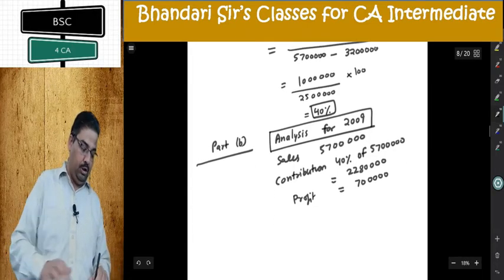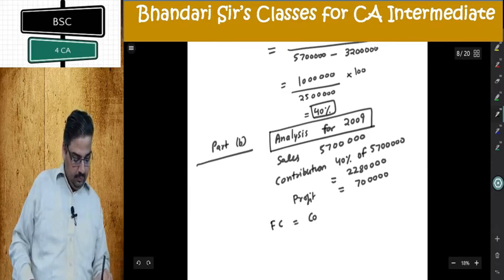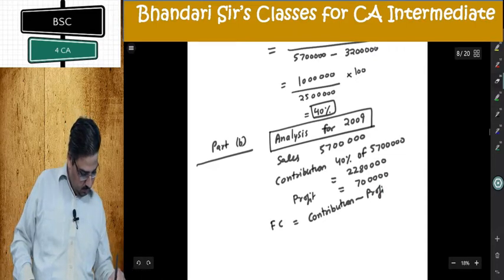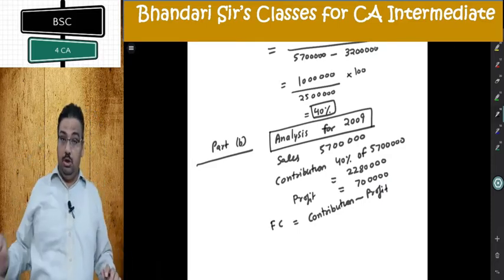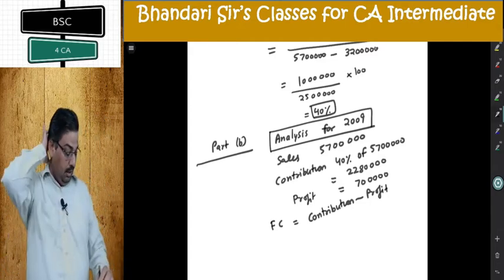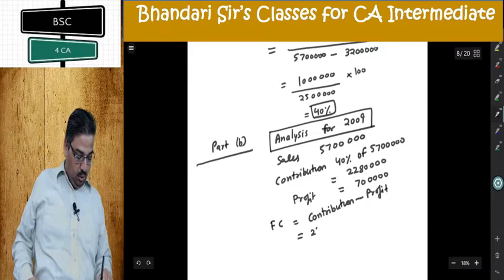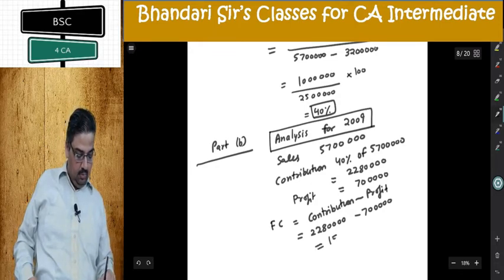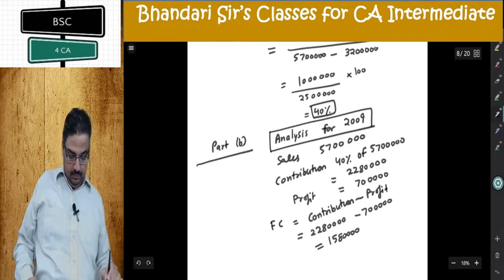How to compute fixed cost? Fixed cost equal contribution minus profit. Fixed cost is contribution minus profit. Contribution is equal to fixed cost plus profit. That I have told you in the beginning. From there, I get contribution minus profit is fixed cost. So 22 lakh 80,000 minus 7 lakh. This is what? 15 lakh 80,000 is fixed cost.